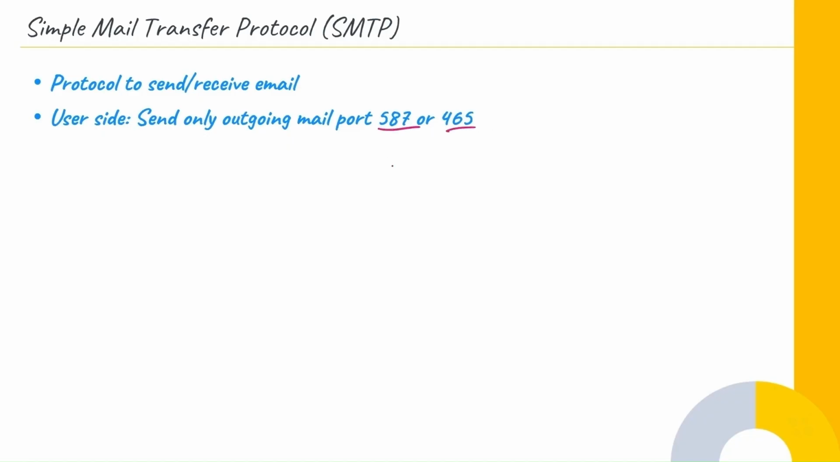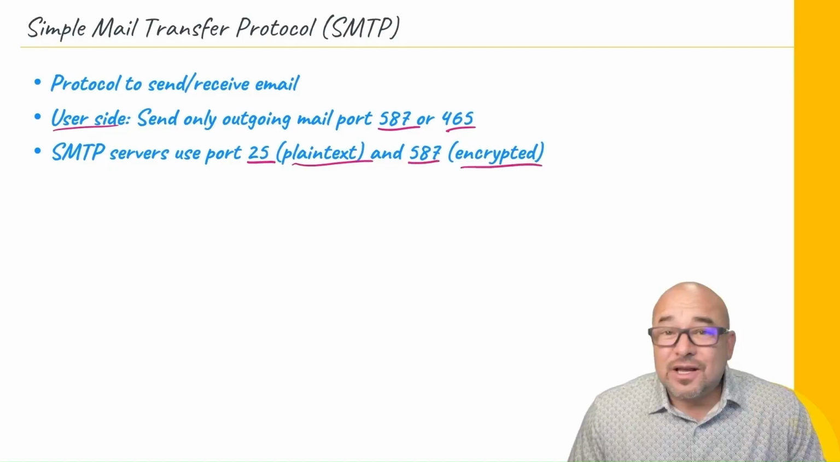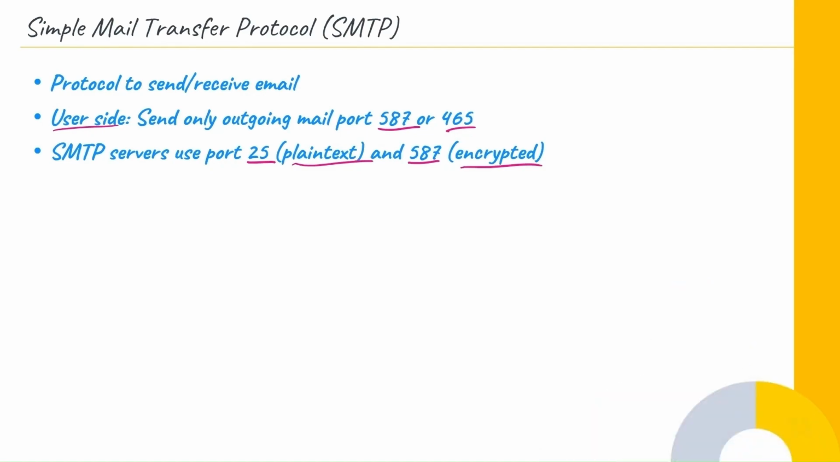These are other ports that I would know about. So that's on the user side. When we send outgoing mail, it goes out on one of these ports. SMTP servers will use port 25. That will be for plain text communications. Or if they are using encrypted communications, they will also use port 587. And what's an SMTP server? That's just your mail server. That's really all that is.